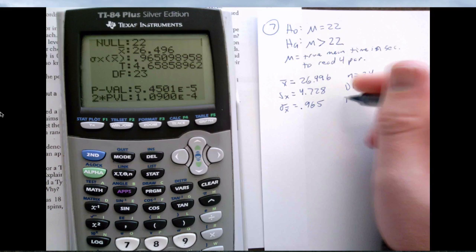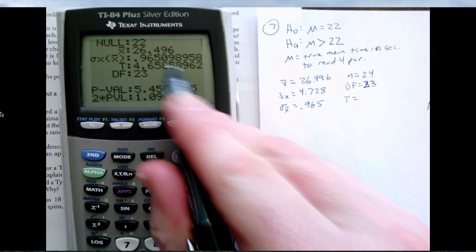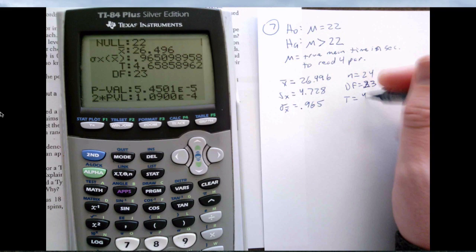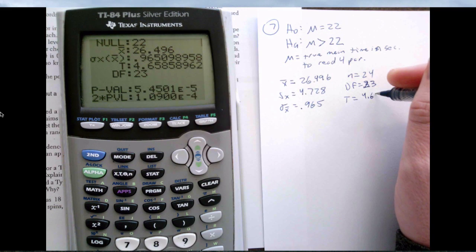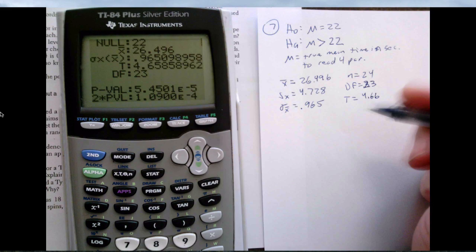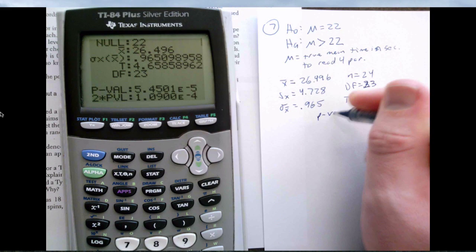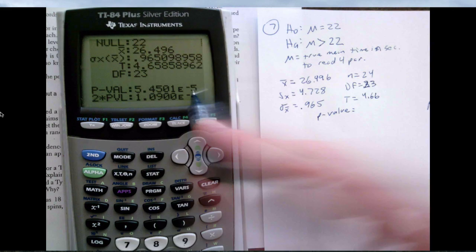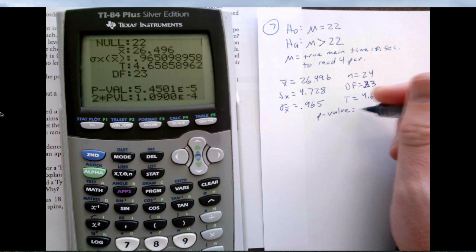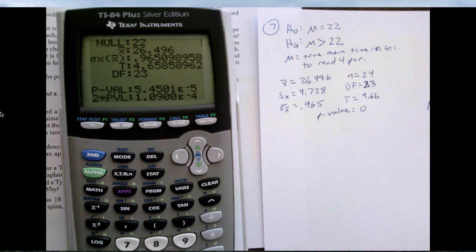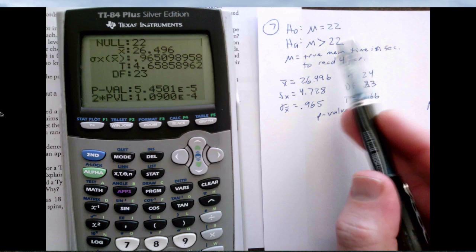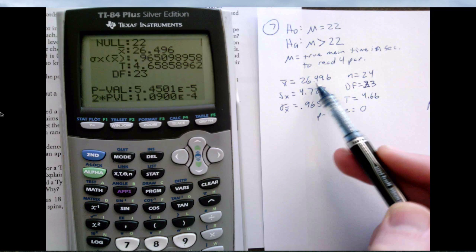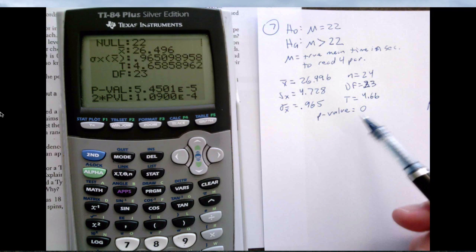So when I do that, there's the same standard deviation of X bar. Okay, the t-value is 4.658, which is pretty large. And you're going to now find a p-value of 5.45 times 10 to the negative fifth. So it's essentially 0. Okay, so if the true mean is 22, then the chance of getting an X bar of 26.496 is almost impossible.